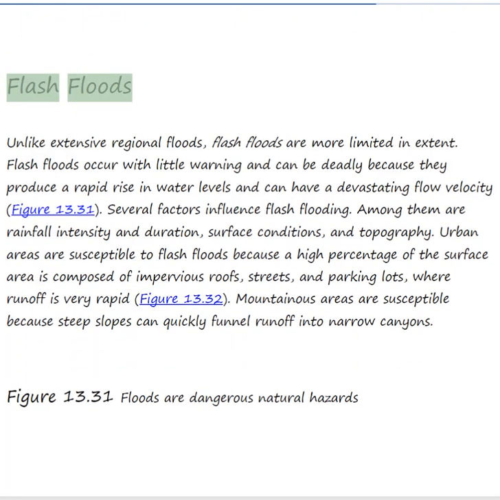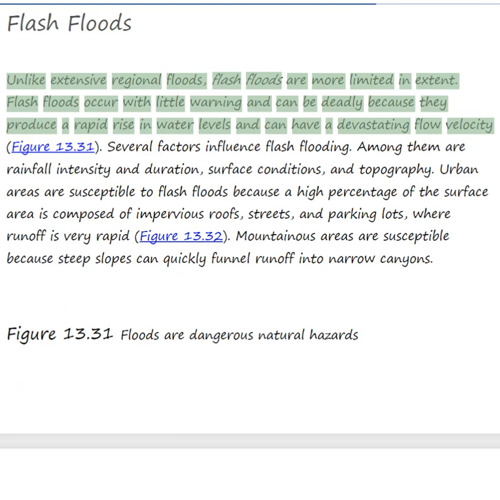Flash floods. Unlike extensive regional floods, flash floods are more limited in extent. Flash floods occur with little warning and can be deadly because they produce a rapid rise in water levels and can have a devastating flow velocity.